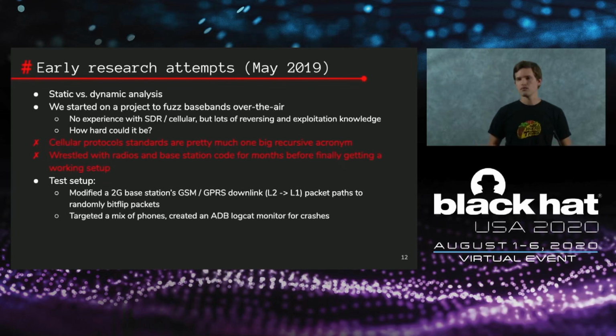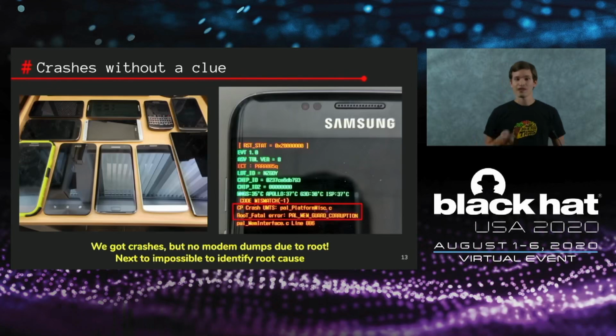I added a really dead simple bit flipper to the layer 2 to layer 1 code. So I would flip all packets leaving the baseband. I then connected a mix of phones to the network. I used an ADB logcat monitor to see if I could find crashes. And I found crashes, which was really cool.